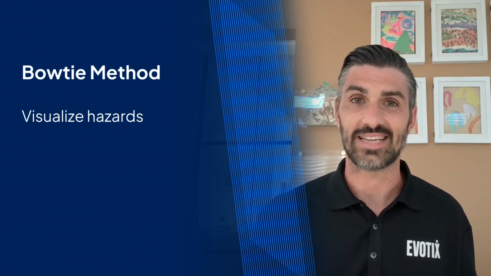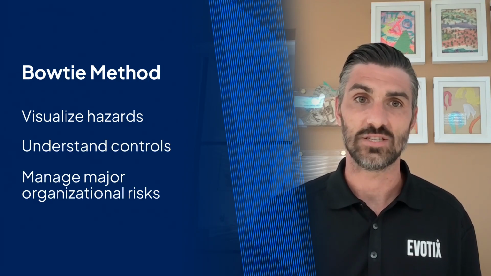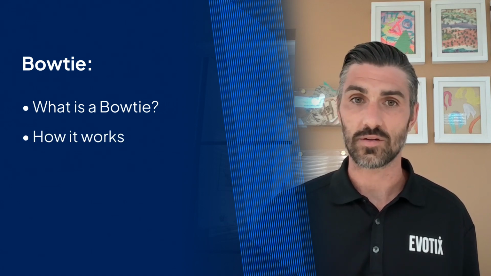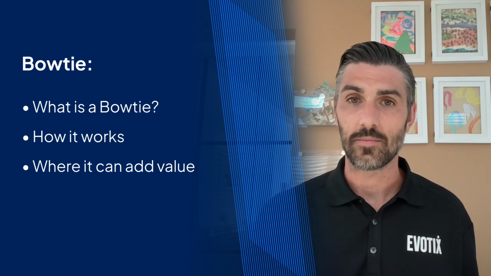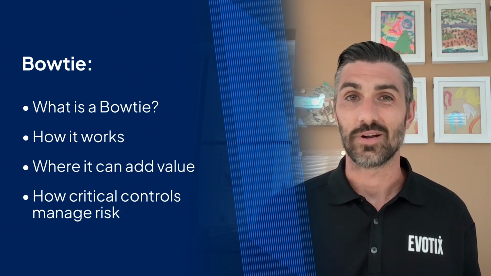The Bowtie analysis has become one of the most popular risk management tools in high-risk industries. We use it to visualize hazards, understand controls, and manage major organizational risks. But despite its simplicity, it's often misunderstood. And in the next 5 minutes, we're going to look at what a Bowtie is, how it works, where it can add value, and why the diagram itself doesn't manage risks, but how critical controls do.